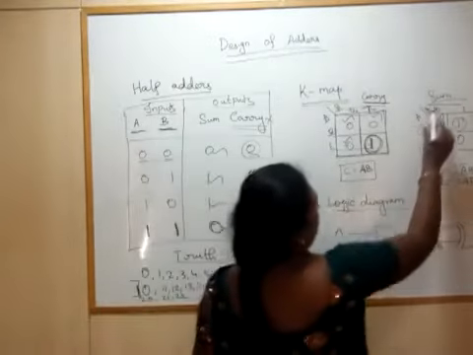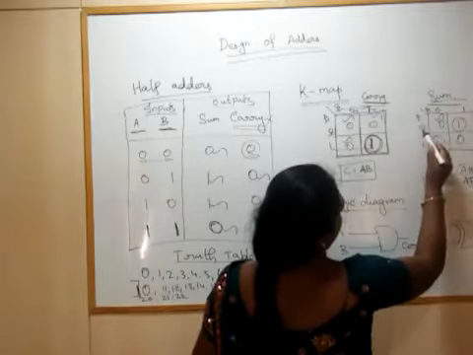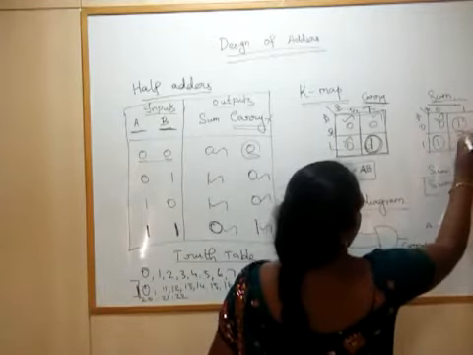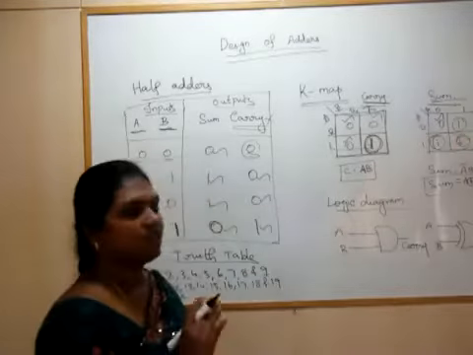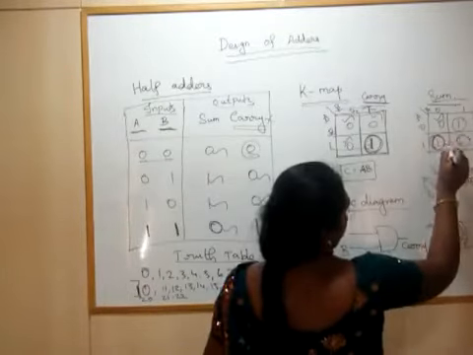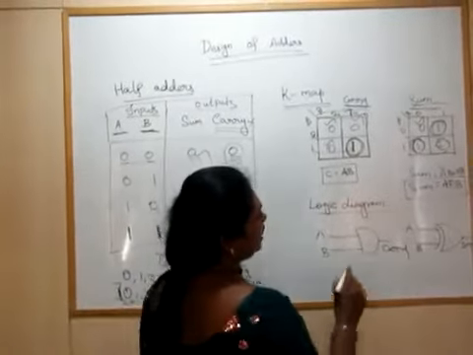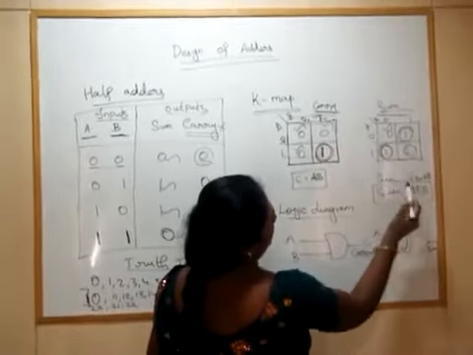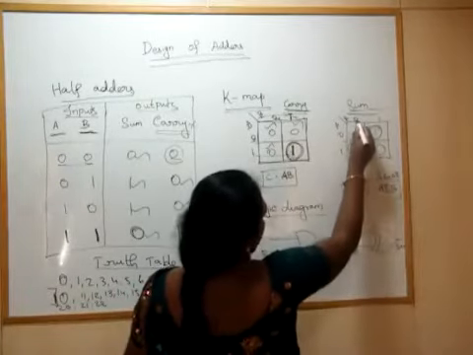Then this is the equation for sum. A, B: 0 0 gives 0, 0 1 gives 1, 1 0 gives 1, 1 1 gives 0. If the 1s were adjacent you could group them together, but here the 1s are split up in the table. So you group this one alone and this one alone. Now see how we can form the equation. This one is for A bar, this one is for A and this one is for B bar.